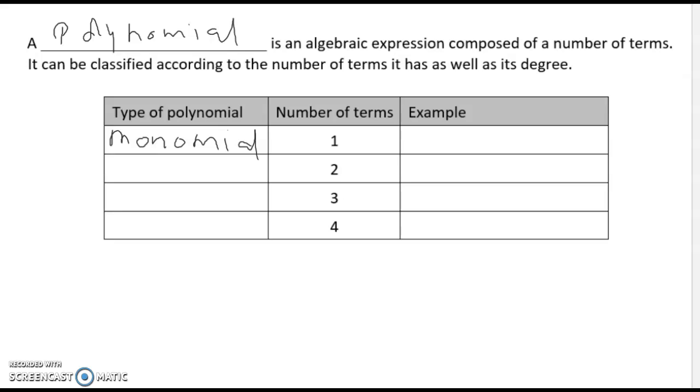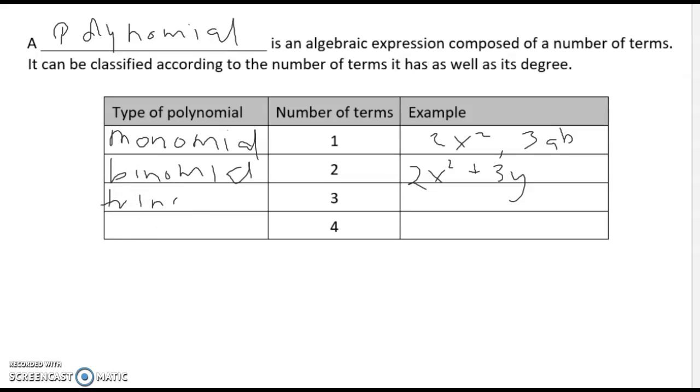An example of a monomial could be like 2x squared, 3ab, anything that's all just multiplied together. The one that has two terms is called a binomial. So an example of a binomial could be like 2x squared plus 3y. So we have one term here, the 2x squared, and then we have a positive 3y that is your second term.